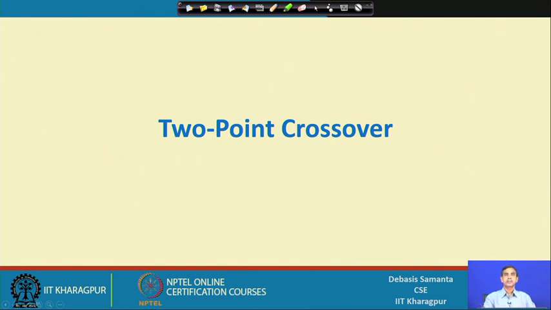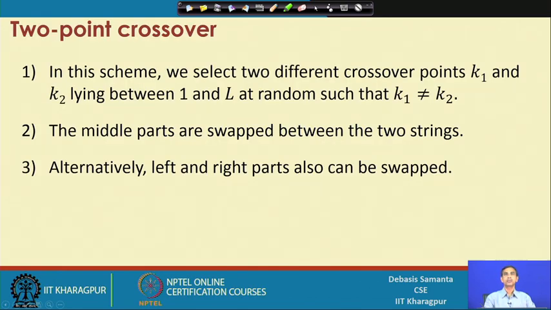Next we will discuss two-point crossover. It is just a modification or improvement over the single point crossover, as the name implies. Instead of only one point as in the single point crossover, we have to decide two points. So, let these two points be k1 and k2 in between the chromosome length L. Here in this strategy, the middle parts of the two parent chromosomes are swapped to produce the offspring.